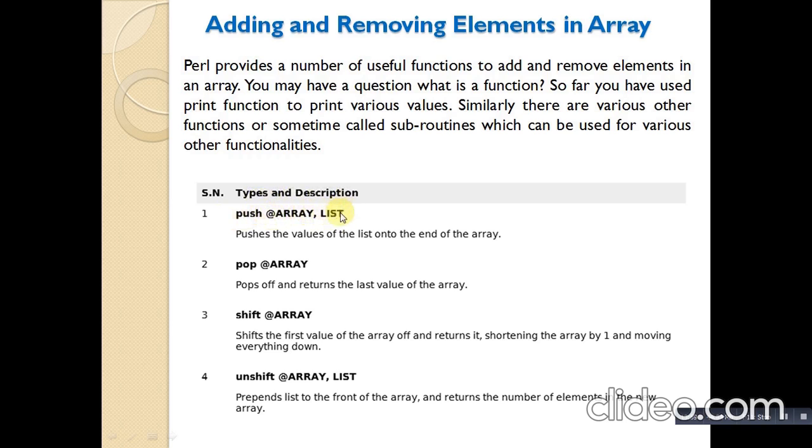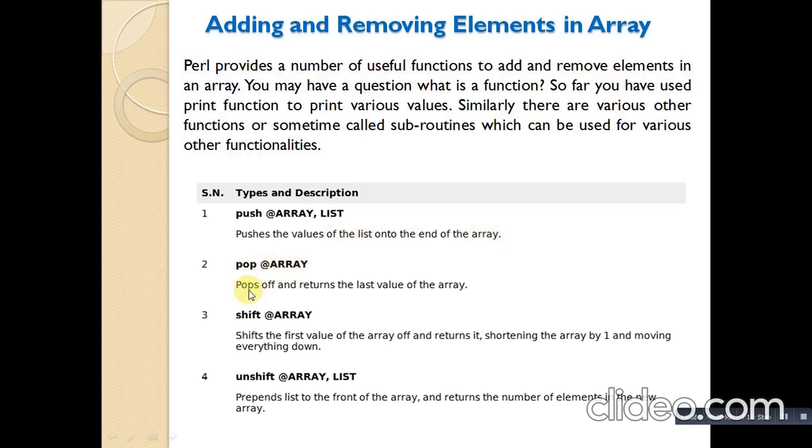Assume that we have a list, and in that list we have already added 3 to 4 names. Now if I use push, I can append one more element into the given list. So push pushes the value of the list onto the end of the array. Assume that we have 4 names: Sidhu, Chetan, Dheeraj, Nagraj. I am adding one more name, Sharnu, so that name will be added at the last.